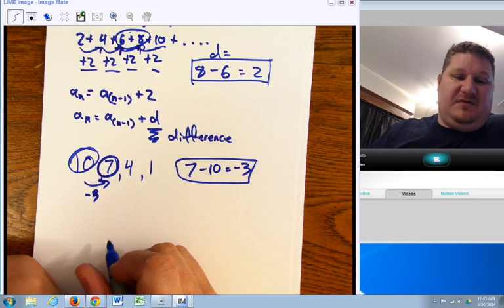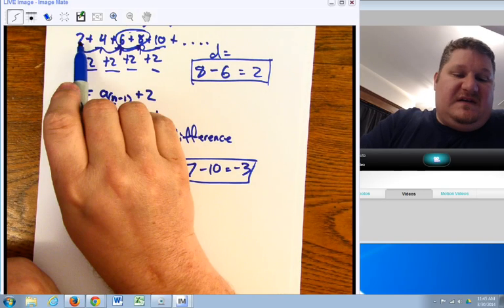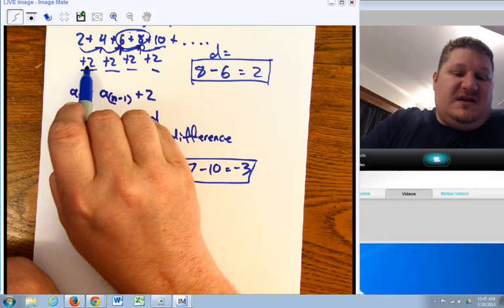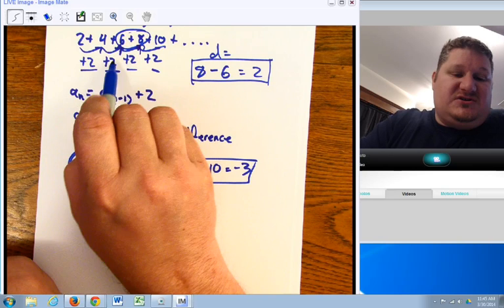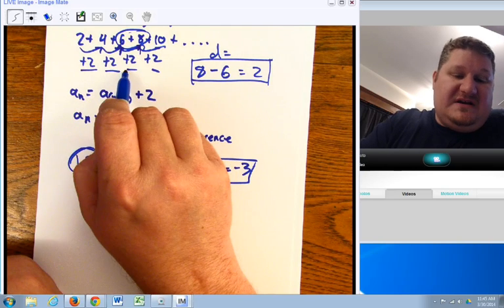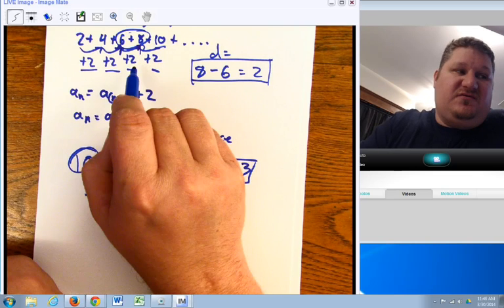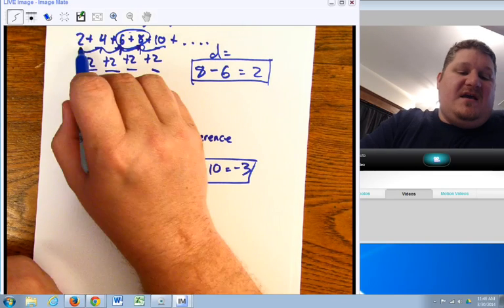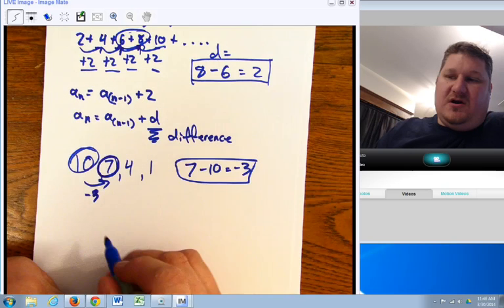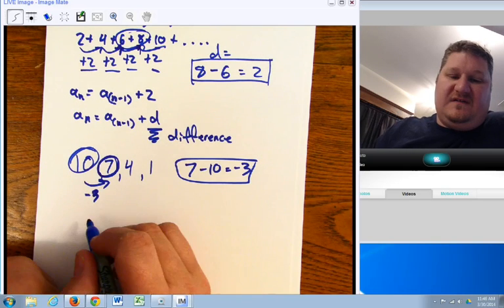The explicit formula. Well, to get to the second term, I added 2 once. To get to the third term, I added 2 twice. To get to the fourth term, I added 2 3 times. To get to the fifth term, I added 2 4 times. So you'll notice I'm adding one less time than the term. Well, that makes it easy.